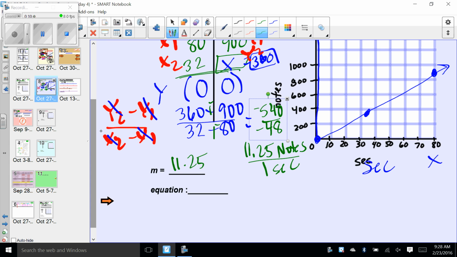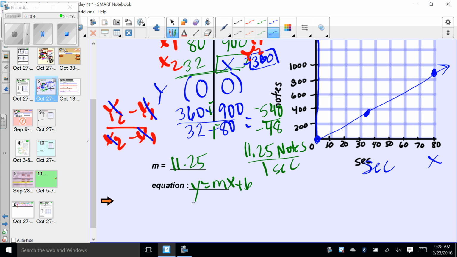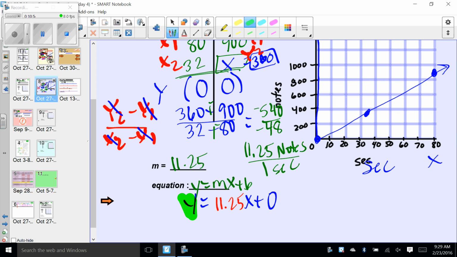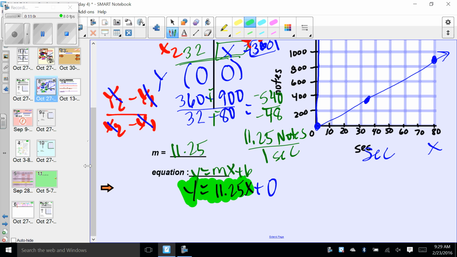Okay, the equation then would be y equals mx plus b. Remember that we lock y in as a stop sign. The slope is 11.25, and we have x as a stop sign, and the y-intercept is plus 0. For our equation work then, we have y equals 11.25x, 11.25 notes per second. So there's our equation.